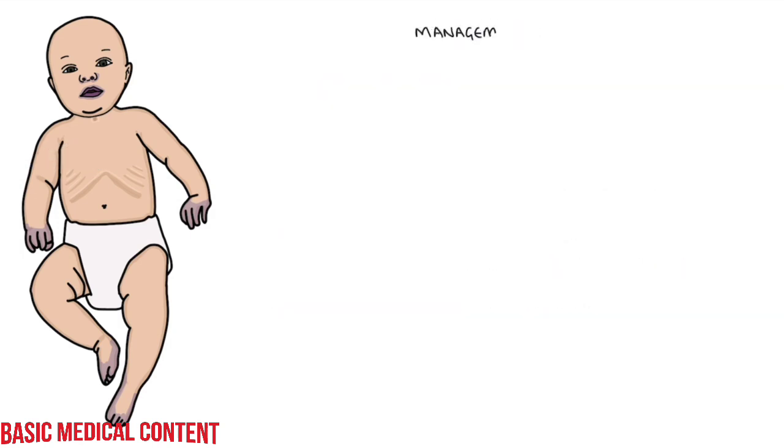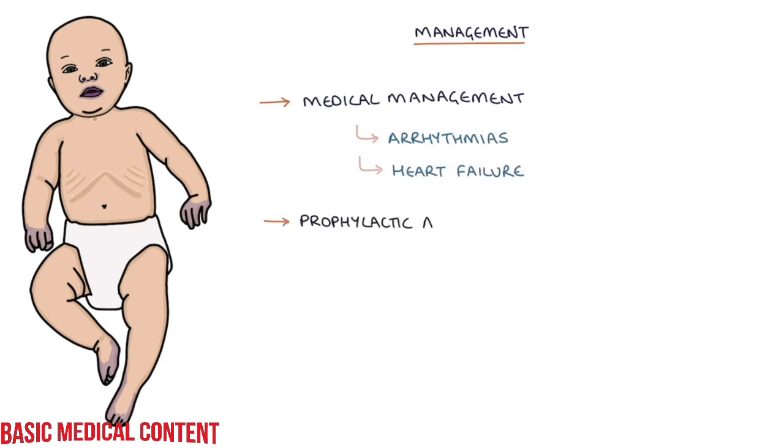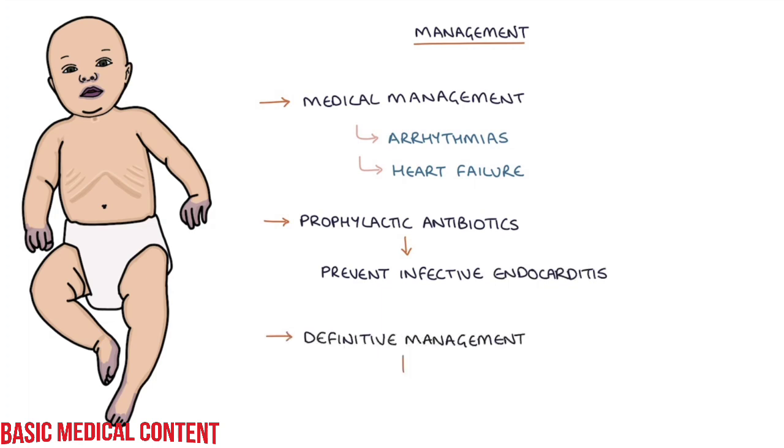Let's talk about management. The medical management involves treating arrhythmias and heart failure. Prophylactic antibiotics may be used to prevent infective endocarditis. The definitive management is by surgical correction of the underlying defect.